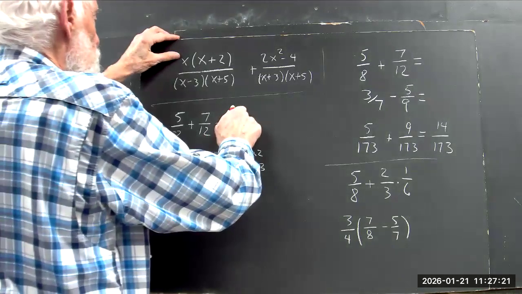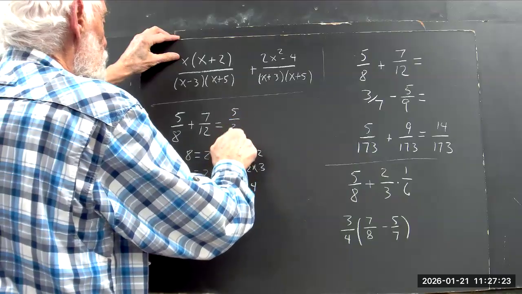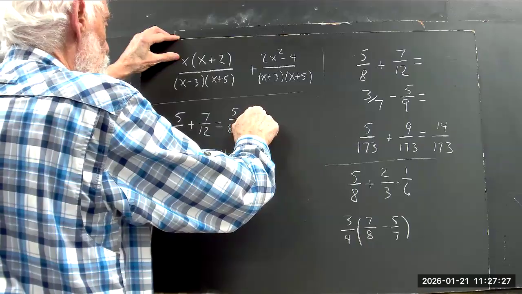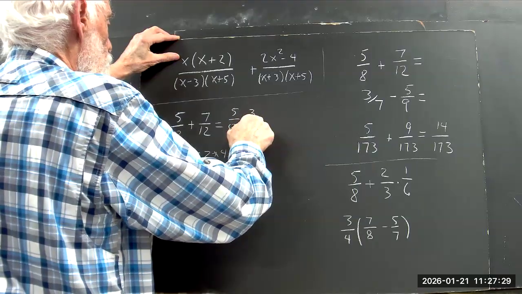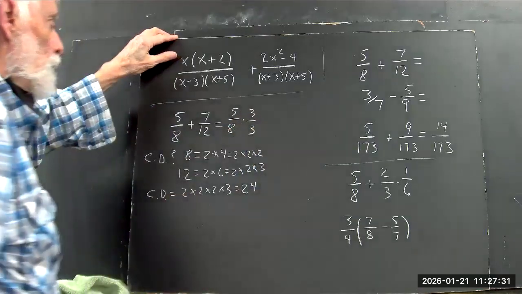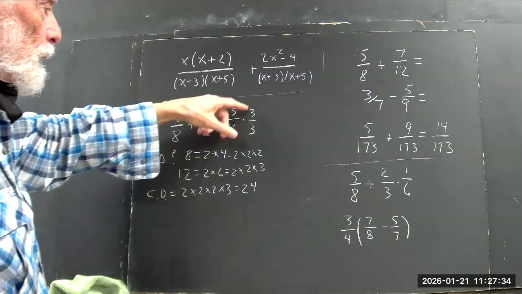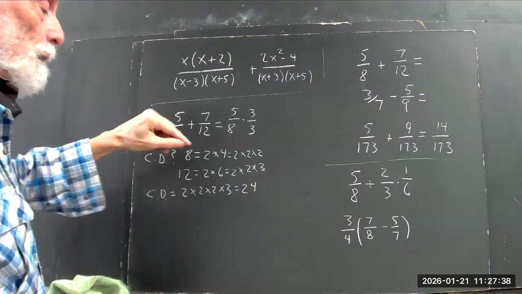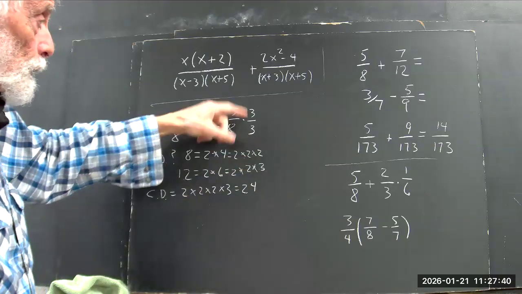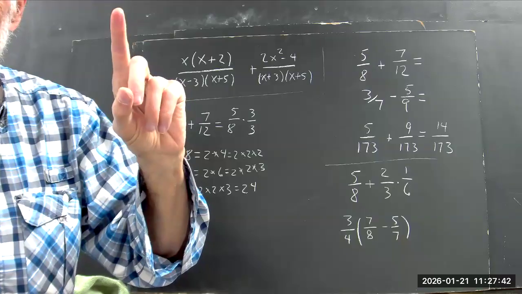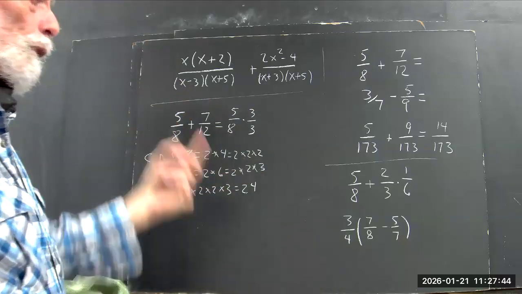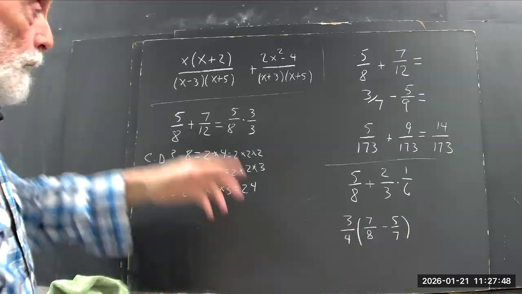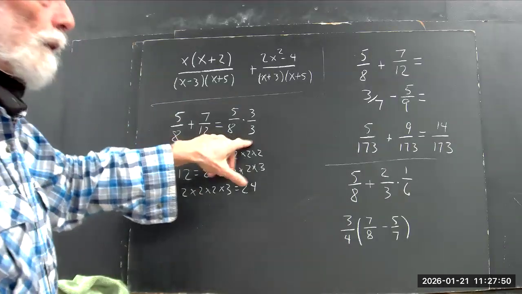So now we can write 5/8 multiplied by 3/3. 5/8 times 3/3. It's still equal to 5/8 because 3/3 is just equal to 1. And when you multiply by 1, you don't change the value, you just change the way it's represented. So we write this step out.